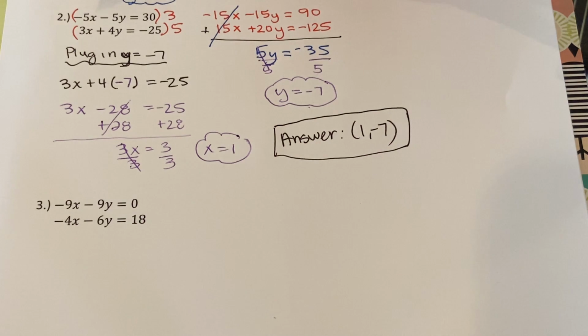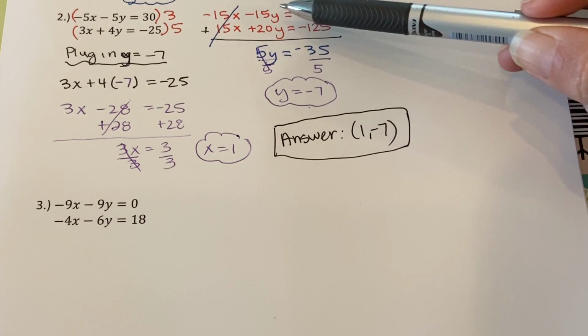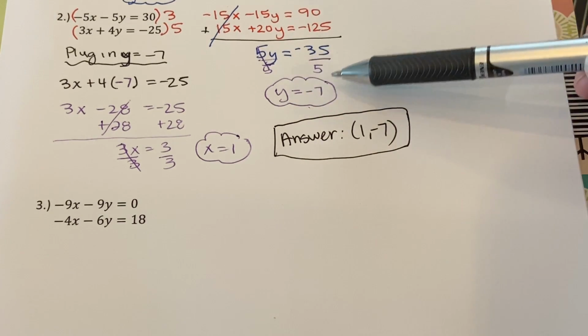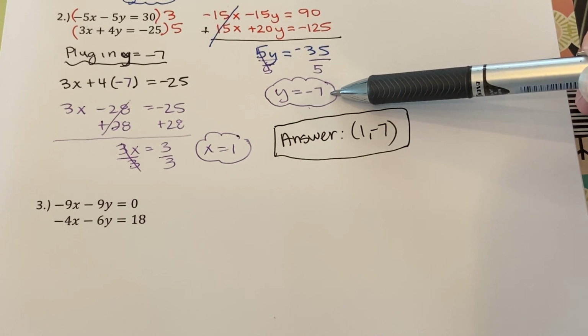So to do that, when I multiply my top equation by 3, we get negative 15x minus 15y equals 90. When I multiply my second equation by 5, we get 3 times 5 is 15x plus a 20y equals 125. Now, when I add straight down, my x's cancel. That's always the objective. I want to get one of the variables to cancel. I'm going to be left with a 5y is equal to negative 35. Divide both sides by 5, and I get my first answer of negative 7.